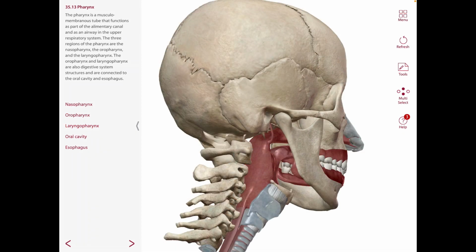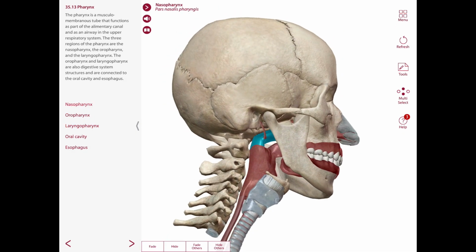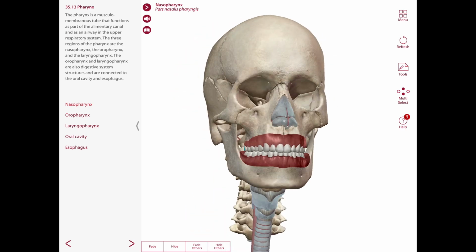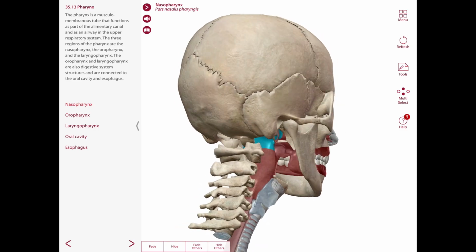First, we're going to discuss the nasopharynx. This structure is entirely respiratory. It extends from the base of the skull to the soft palate here on the oral cavity. The nasopharynx communicates anteriorly with the nasal cavity via the choana, which is the posterior nasal apertures.